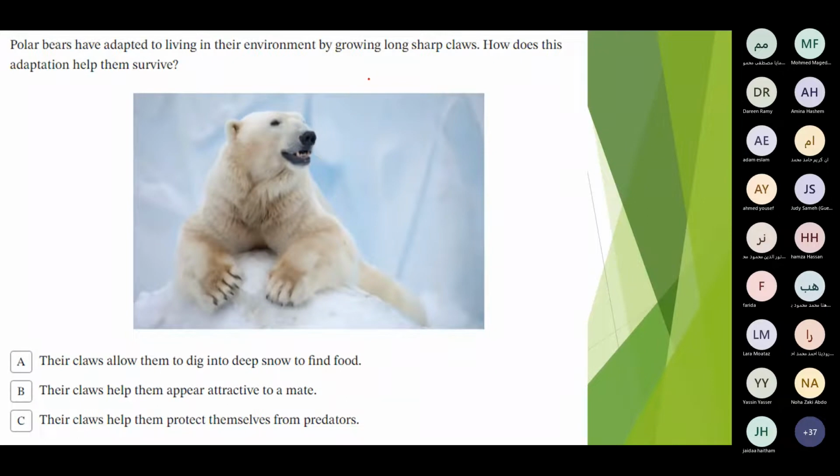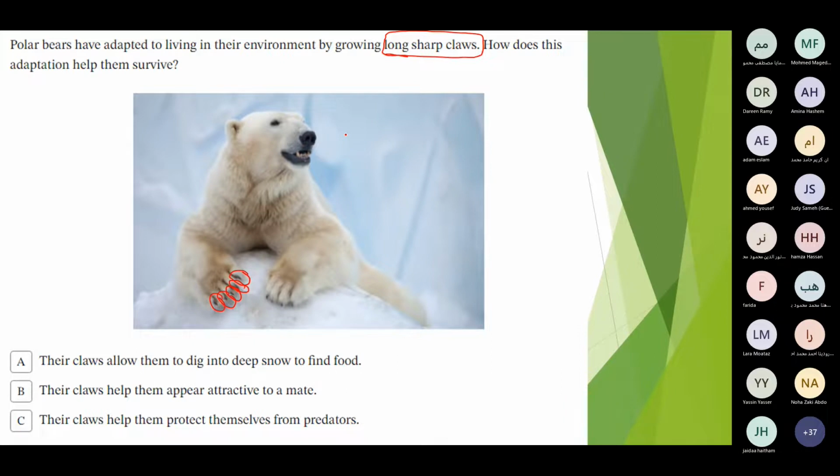Wait a minute. We must understand the question. Okay, the question is asking about what? Polar bears have adapted to living in their environment by growing long, sharp claws. So here he is asking about the long, sharp claws. Where are the claws? Here they are. Yes, these are the claws. The polar bear has long, sharp claws. And how does this exactly help them to survive? So here he is asking how these claws, because they are long and sharp, help the polar bear to survive. He is not asking about any other adaptation.